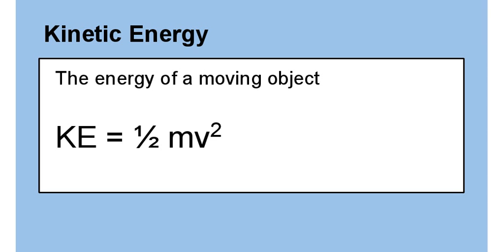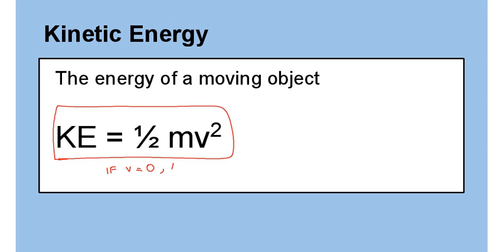The energy of a moving object is called the kinetic energy, and it's given by this formula. The kinetic energy is equal to 1/2 the mass of the object times the velocity squared. So this is an important number that we use all the time with moving objects. Notice here, if V equals 0, if the object is not moving, then the kinetic energy equals 0.